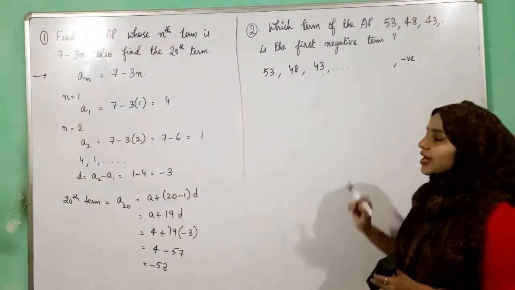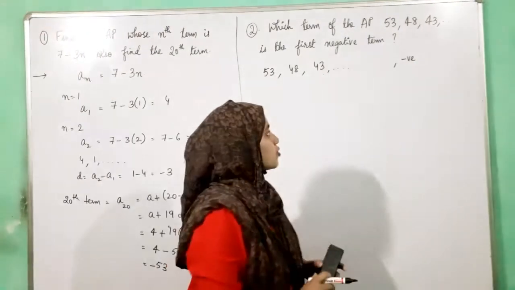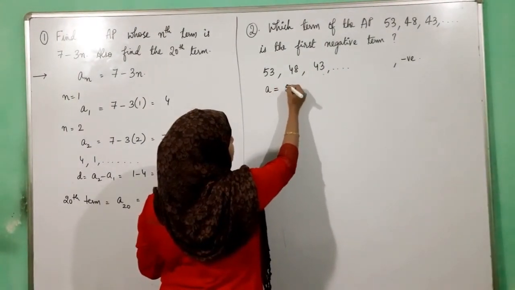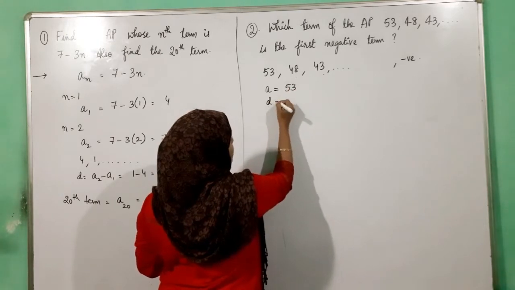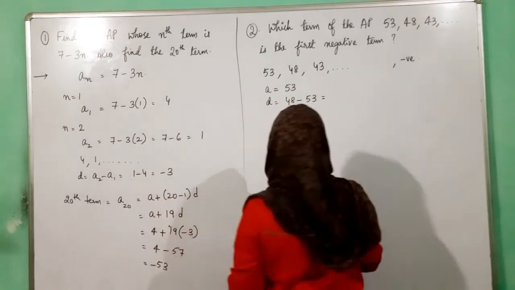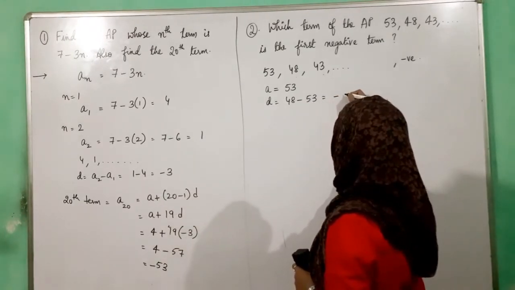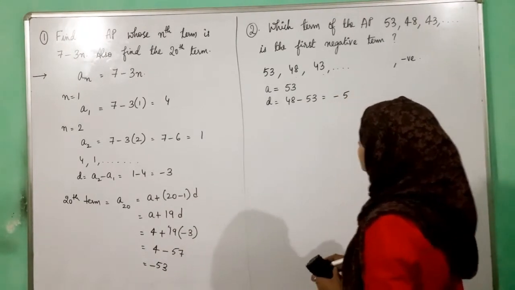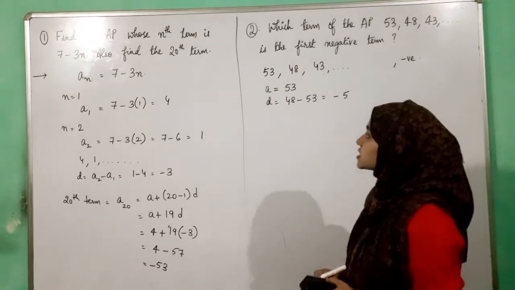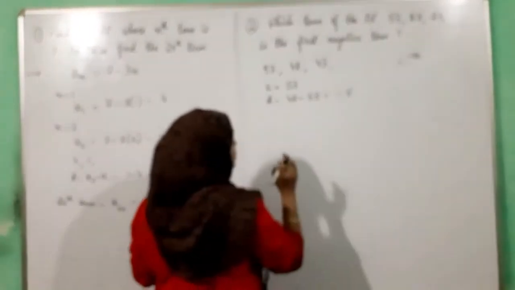Okay, that is what you have to find out. So what we will do? Again, I will write down the first values. A is how much? 53. D is how much? 48 minus 53, so this will be minus 5. Correct? 48, 49, 50 become 52, 53. Okay, so D is minus 5. So we have to find out which is that term.